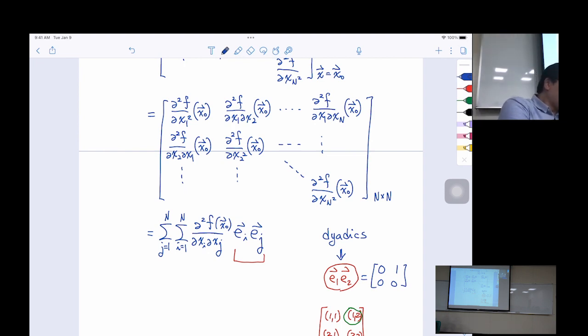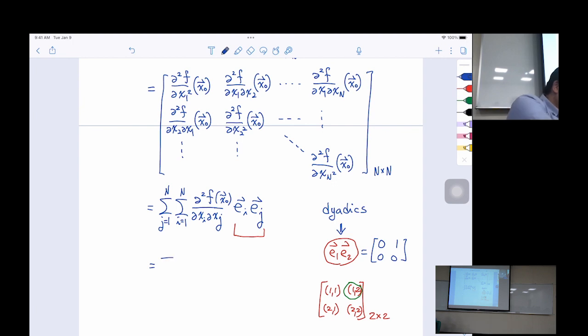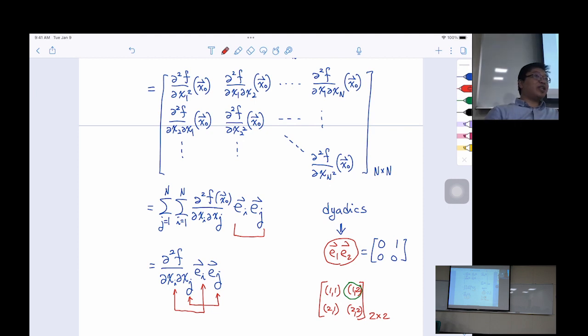Okay? So for Einstein notation, it's easier. So this is a pair of the same index representing one summation sign, and the other pair of the same index representing another summation. So for Einstein, it's like this. Okay.